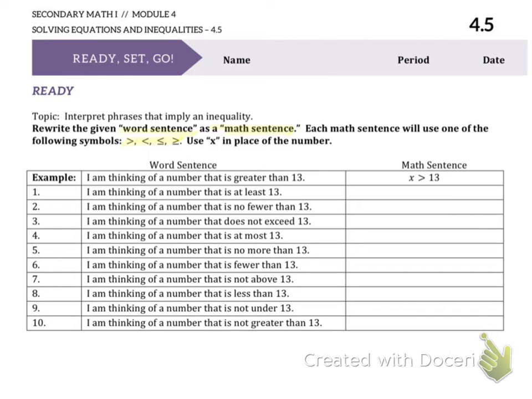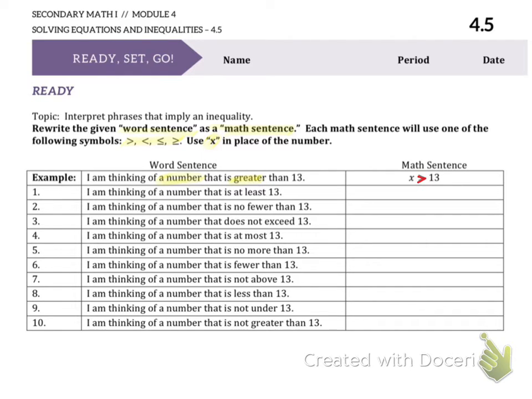I'm thinking of a number that is greater than 13. So when you talk about any number, you always assume it to be a variable, and they're here asking you to use x. So we will be using x. So that's x is greater. Greater than means they have used this symbol, greater. X is greater than 13.